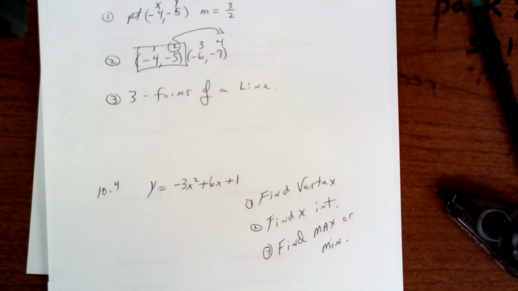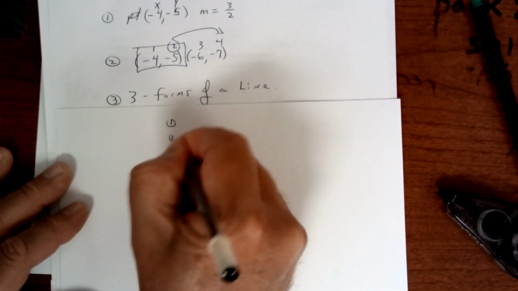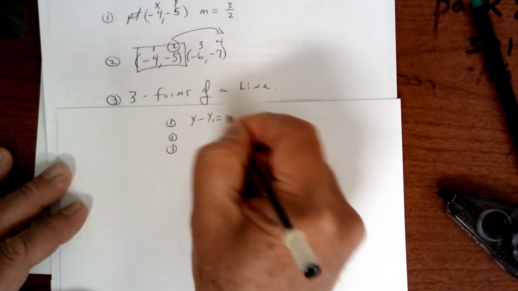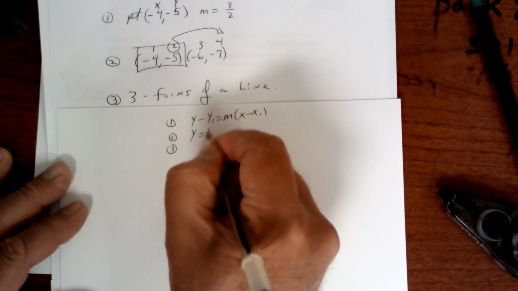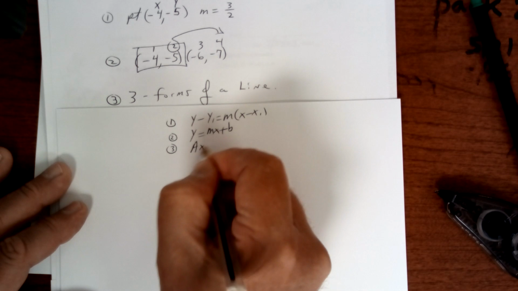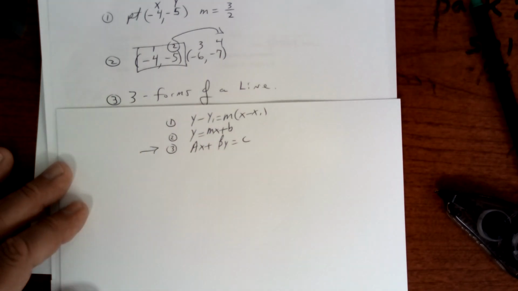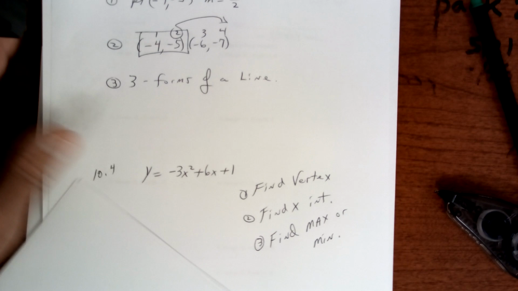What are the three forms of a line? Well, one of them is point slope. So y minus y1. The second one is slope-intercept form. And the third one is standard form. We didn't really talk about this one, okay, but you need to know all three. Now I'm going to introduce tomorrow's topic right now. So copy this down.